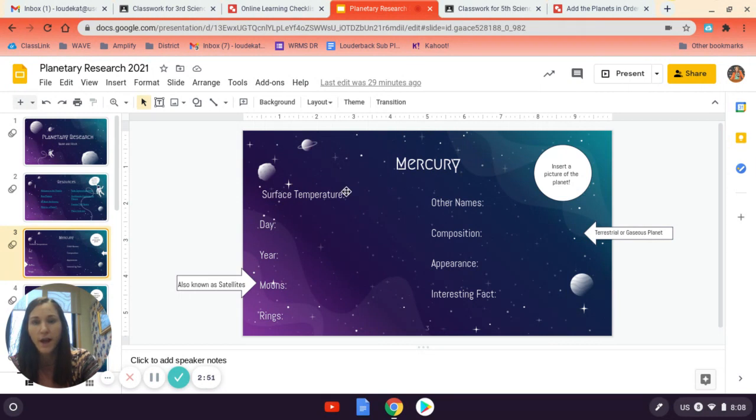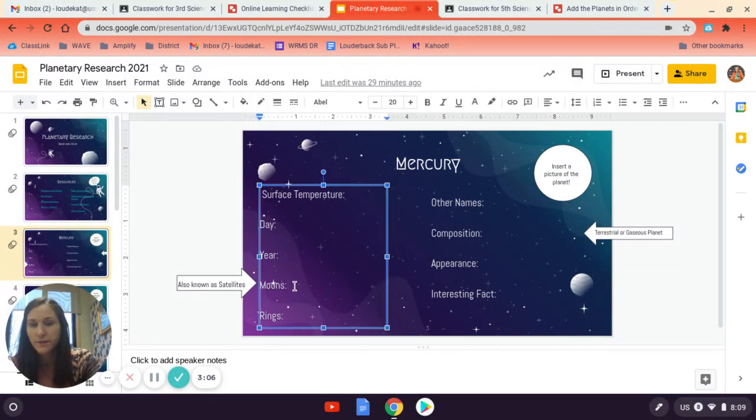So I want to know the average temperature range for Mercury. How long is a day? How long is a year compared to Earth? Both of these are compared to Earth. Are there any moons? Sometimes they're known as satellites. If there aren't, like Mercury doesn't have any moons, you would just write none. Are there any rings? For instance, Mercury also doesn't have any rings, so you would write none.